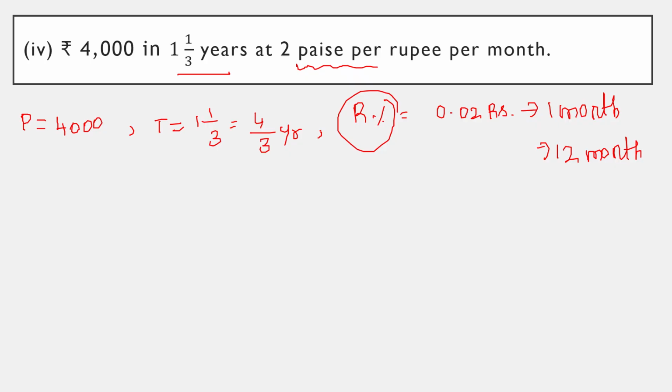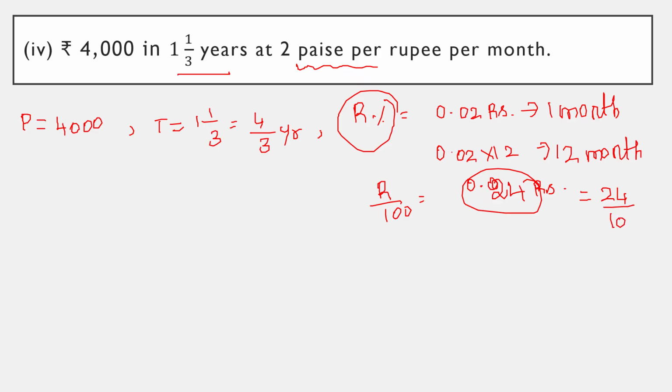So for 12 months, you multiply 0.02 into 12, and we will be getting 0.24, right? If you multiply by 12 we get 0.24 rupee. But the rate of interest is known as a percentage. So how can I represent this as a percentage? It's nothing but 24 by 100.